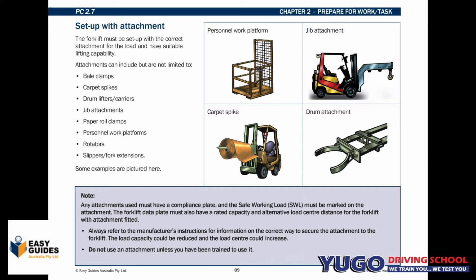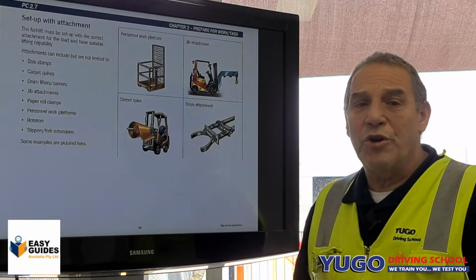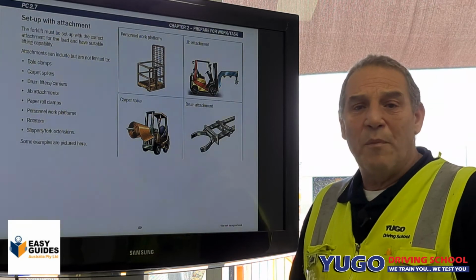Personal work platform. You get in there, you can carry people. All you can do though with the personal work platform is lift people up and put them down again. You cannot travel with a person inside the guard cage. You've got a jib attachment, which converts your forklift into a mobile crane.